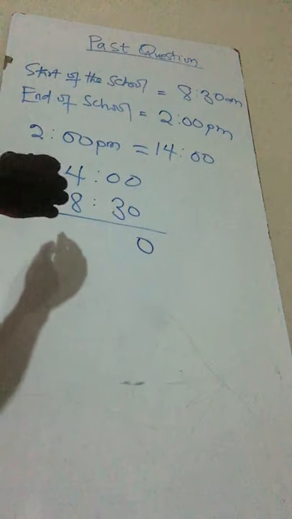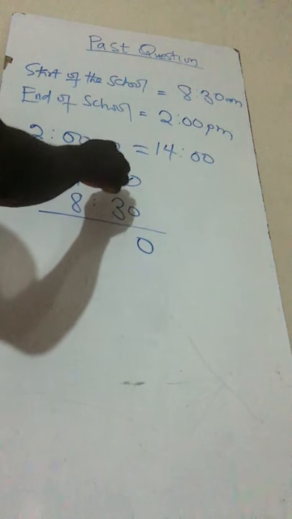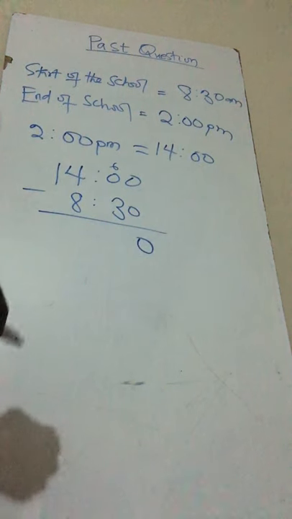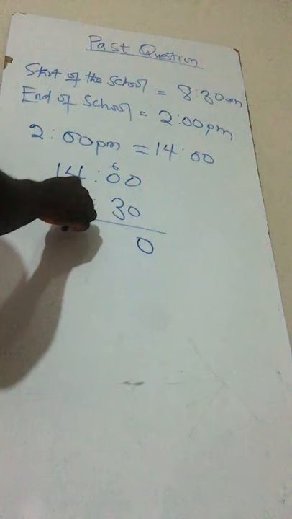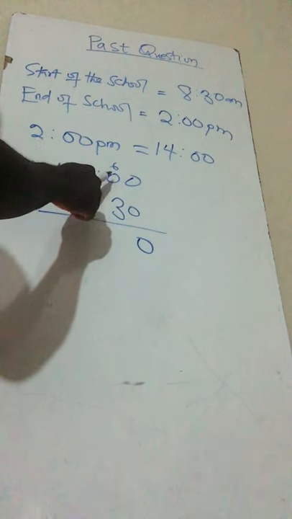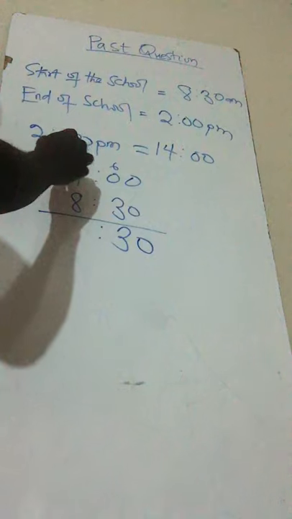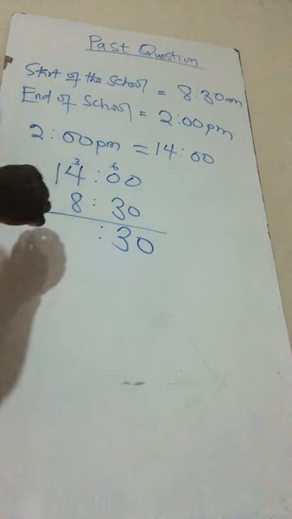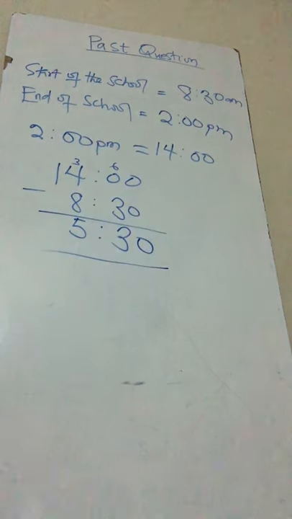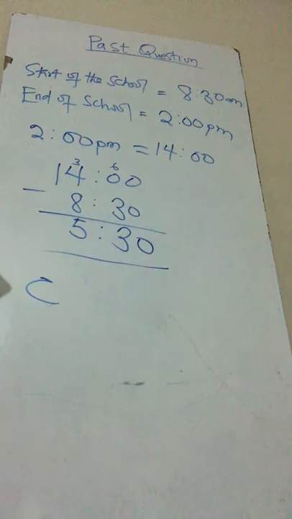So you go and borrow. Now, when you borrow from the hour side, and the moment it comes to the minute side, it doesn't become 1. It becomes 6. When it moves from the hour side to the minute side, it is not 1. It is 6. Alright, so now we have here 6. So 6 minus 3 is 3. So you bring your colon. So now we have 13 here. So 13 minus 8 is 5. So it means that the school lasts for 5 hours, 30 minutes. So now the answer for number 7 is C.